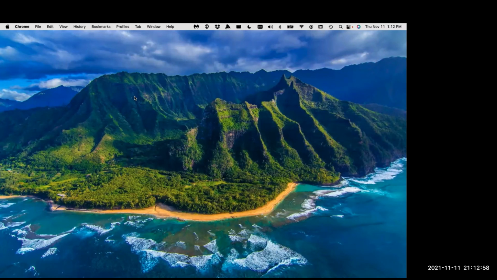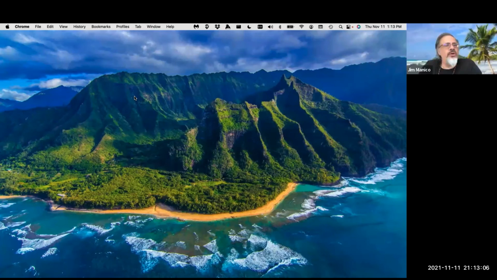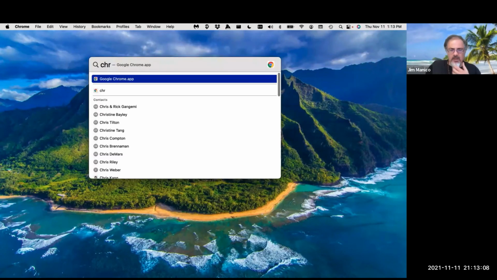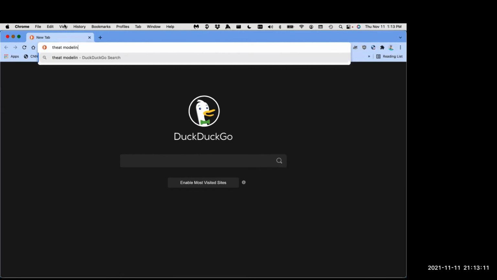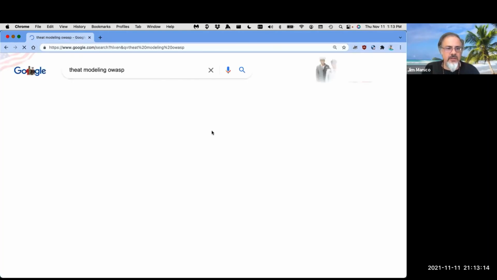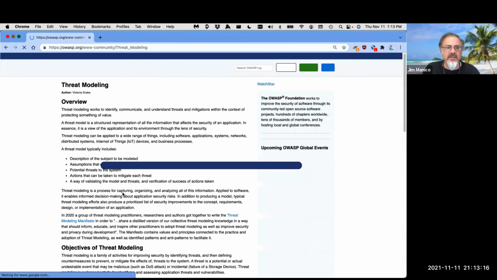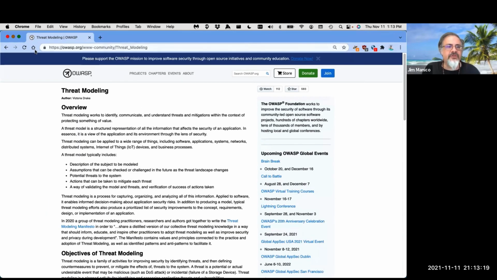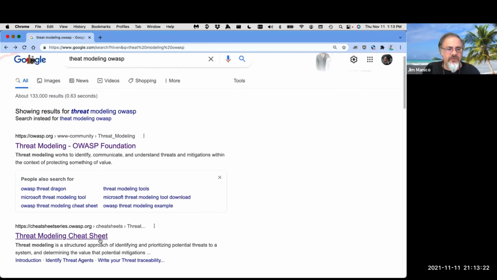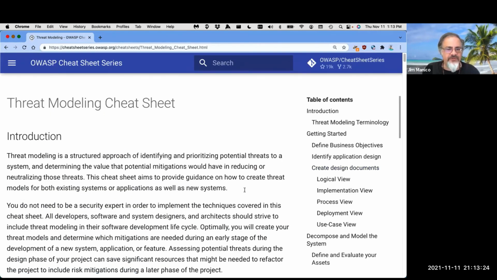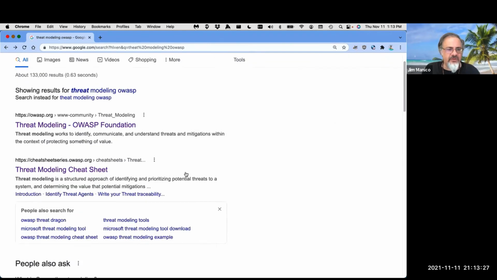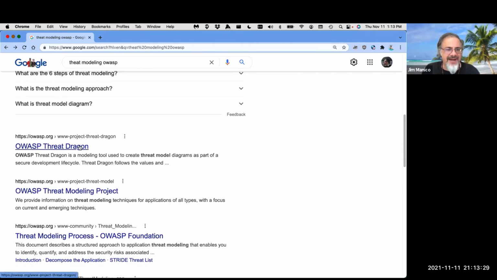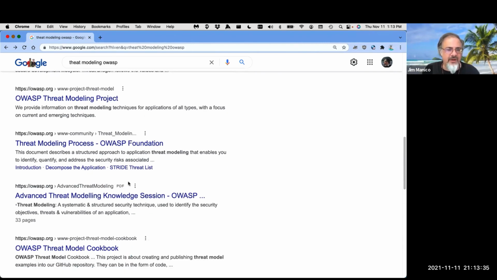Michael, my question is from Michael Furnham. Insecure design is a very wide issue. What are your recommendations? Any sheets? Let's go look at the threat modeling topics at OWASP. There's the whole threat modeling introduction here. There's also the threat modeling cheat sheet, which we've built as well. There's the OWASP Threat Dragon, a modeling tool. There's the OWASP Threat Modeling Project. There are so many resources on threat modeling at OWASP.